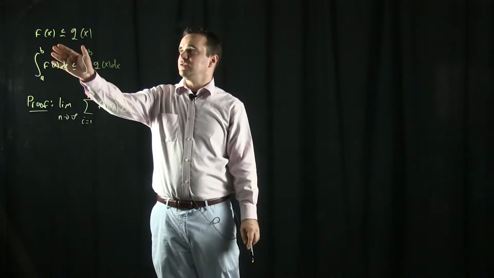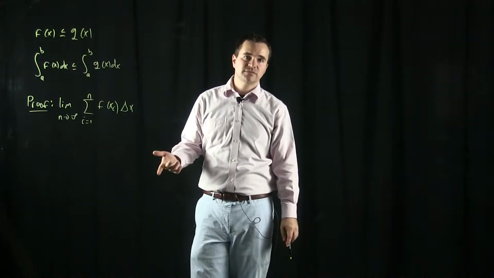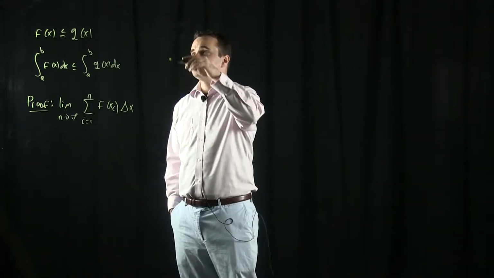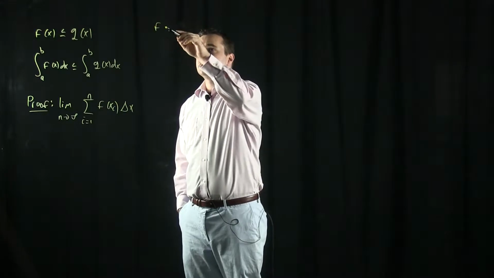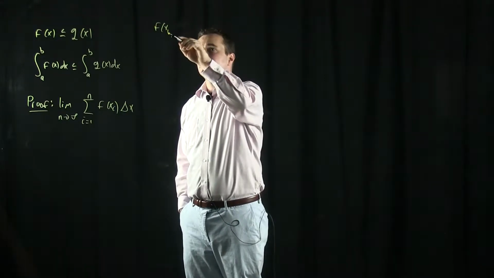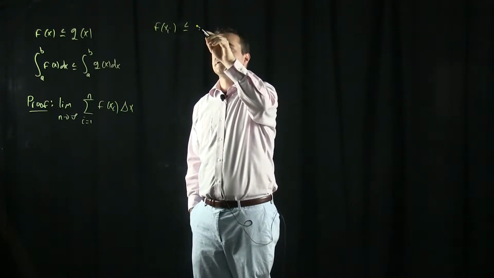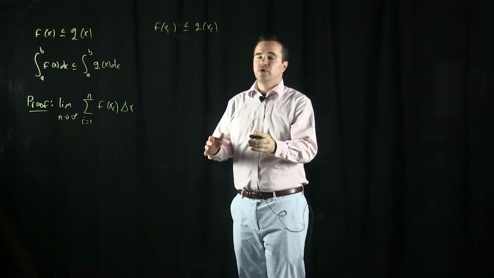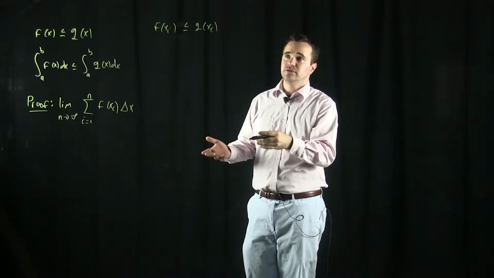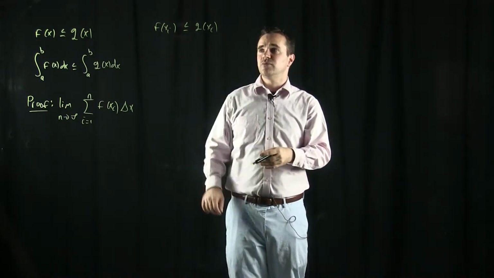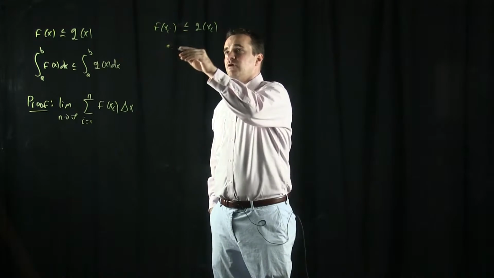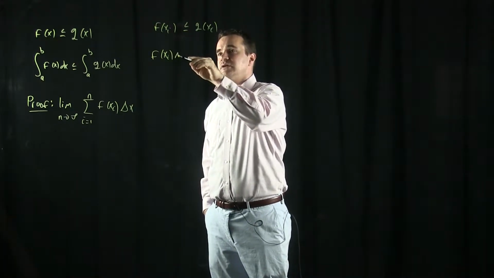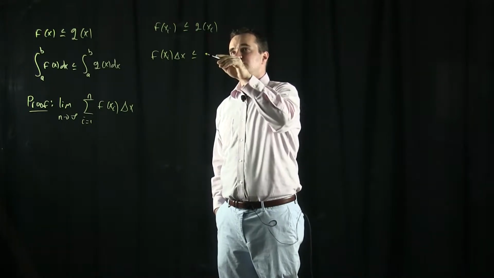I want to explore the implications of what it means for f of x to be less than or equal to g of x. Certainly it means that for each endpoint x sub i, f of x sub i is less than or equal to g of x sub i, because our assumption is that one is less than or equal to the other for every single x, and in particular for these endpoints. And so I can multiply both sides of the inequality by the positive number delta x and preserve the inequality.